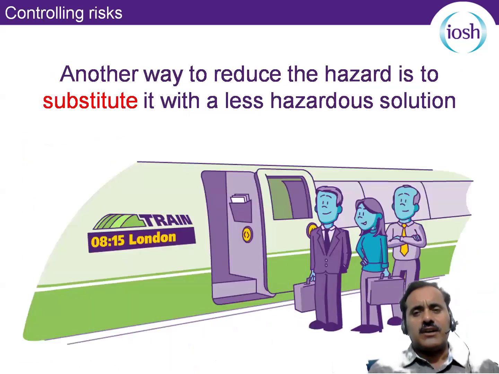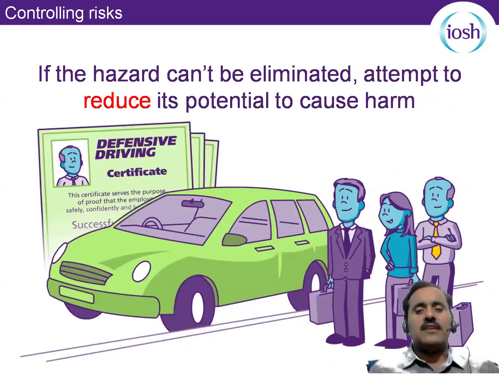Another way to reduce the hazard is to substitute it. Substitute means that if we are using a chemical and that chemical is hazardous, we will purchase some other chemical from the market which has less hazard. If the hazard cannot be eliminated, attempt to reduce its potential to cause harm. Yes, if it is mandatory for you to move to Lahore by your own car, then effort should be made.